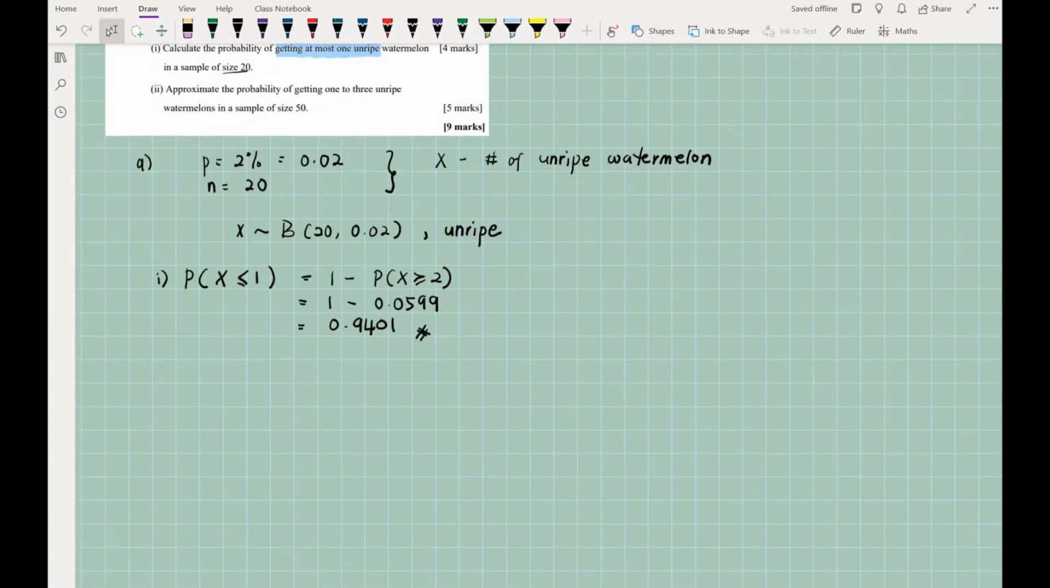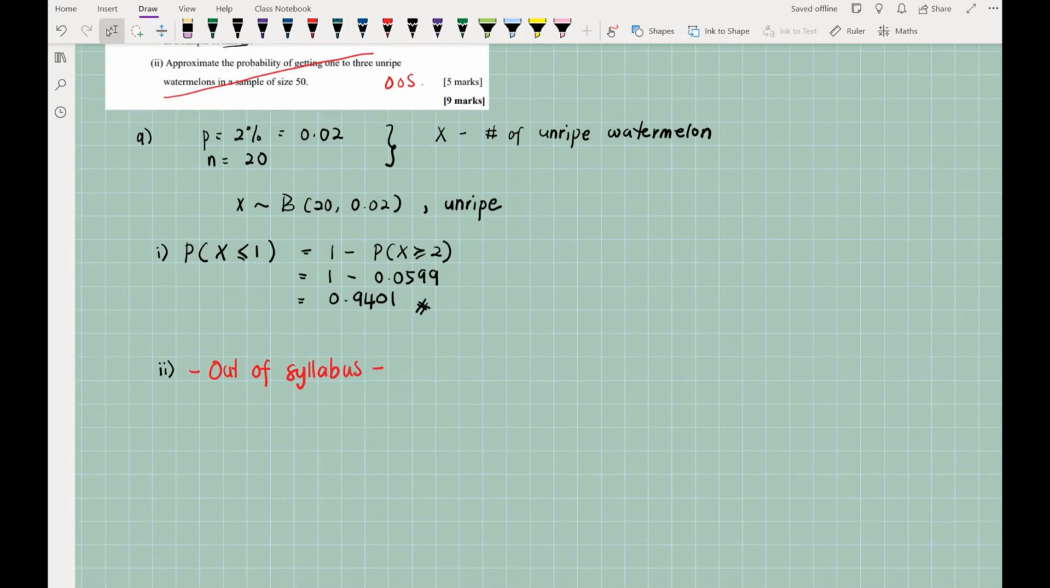Okay, look at question 2 Roman. Approximate the probability of getting 1 to 3 unripe watermelons in a sample size of 50. Okay, so di sini, soalan ini sebenarnya already out of your syllabus. So we are going to just ignore question 2 because this is out of syllabus. Okay, so for question 2, you don't have to answer that question. Still, I can explain if you want, but since it is out of your syllabus, I won't explain in this video. You can reach out to me untuk tahu macam nak jawab soalan ini. Okay?